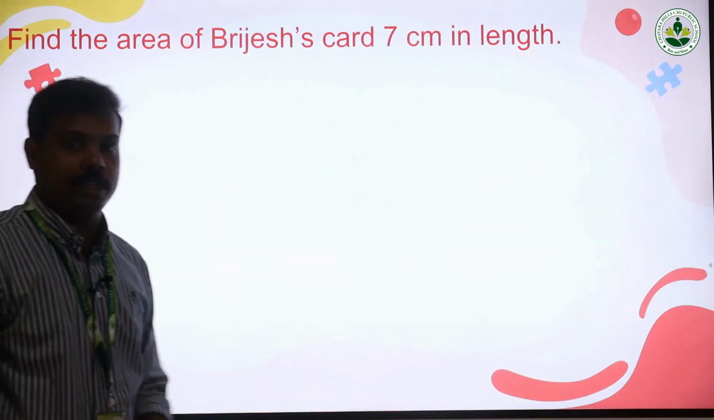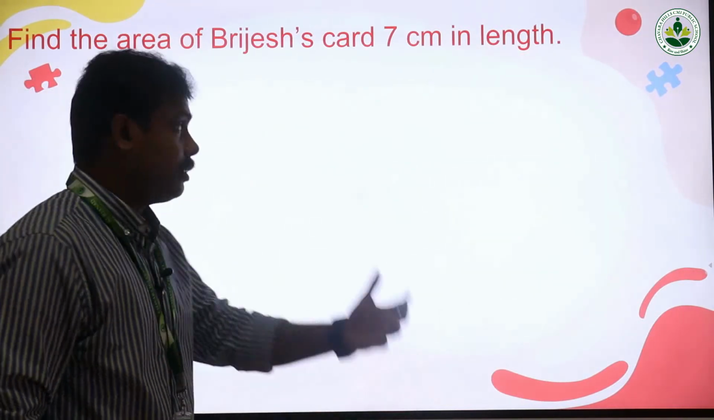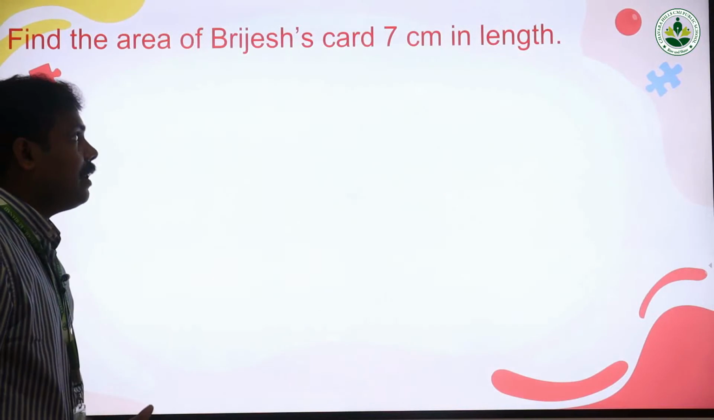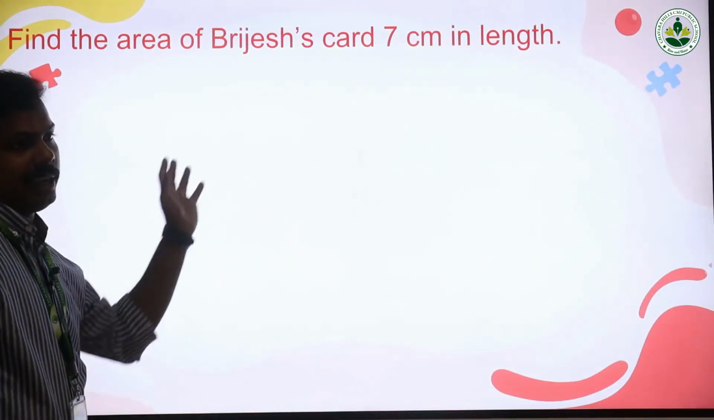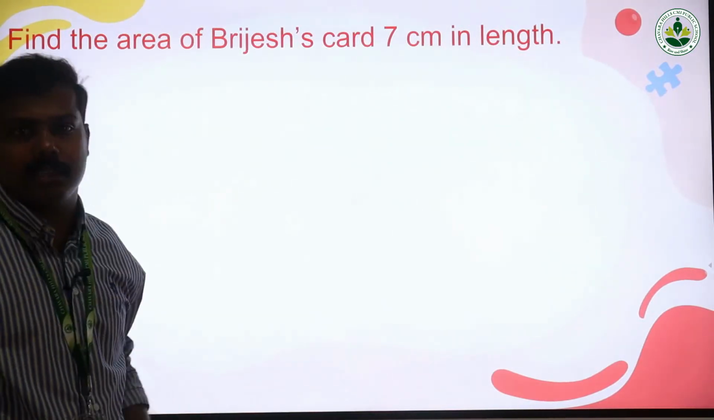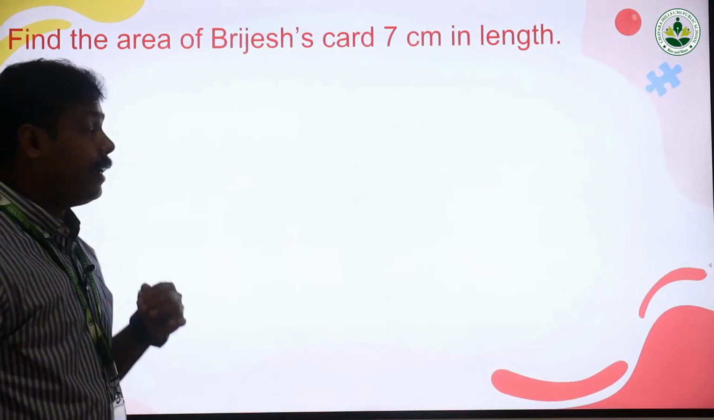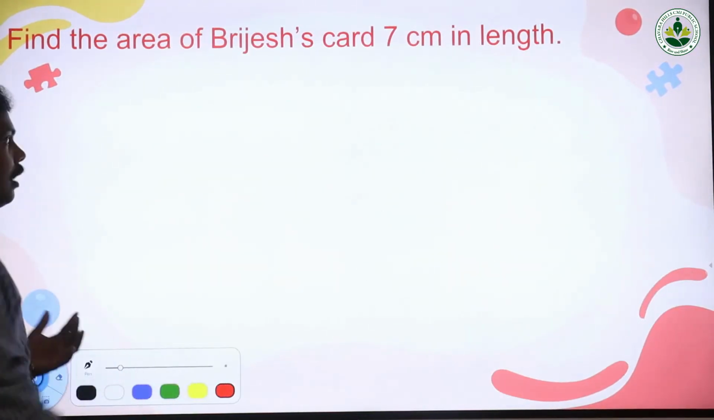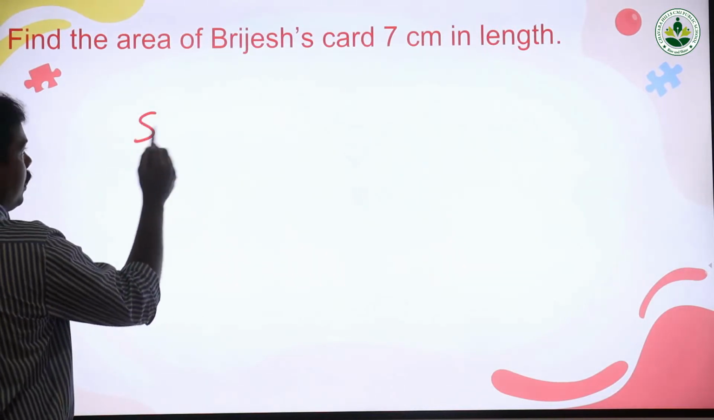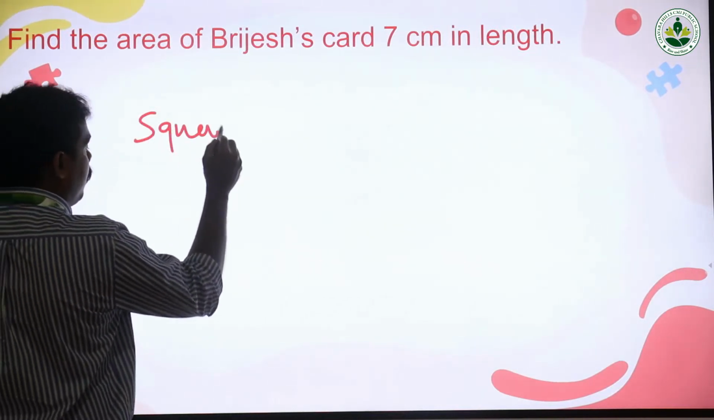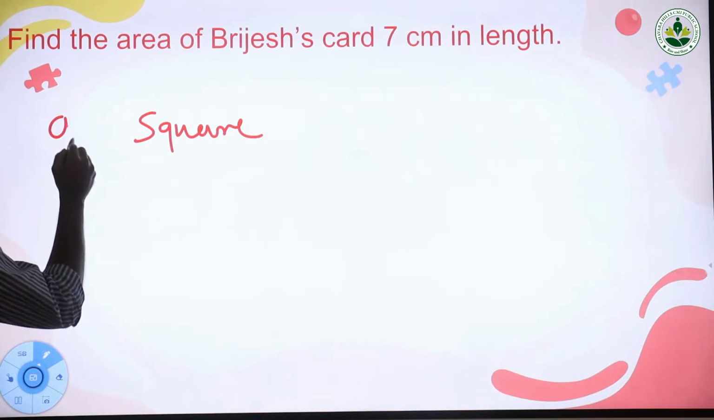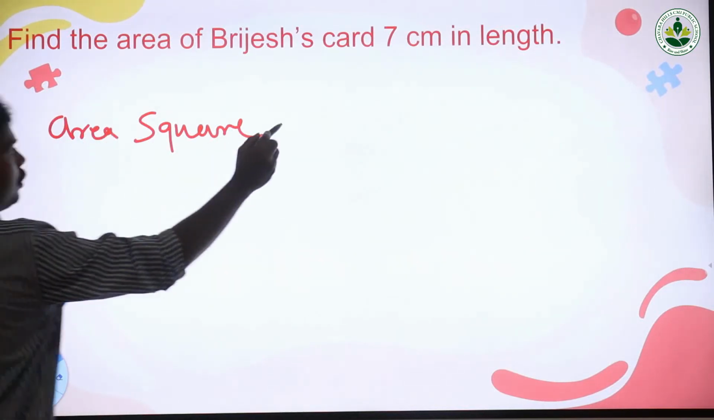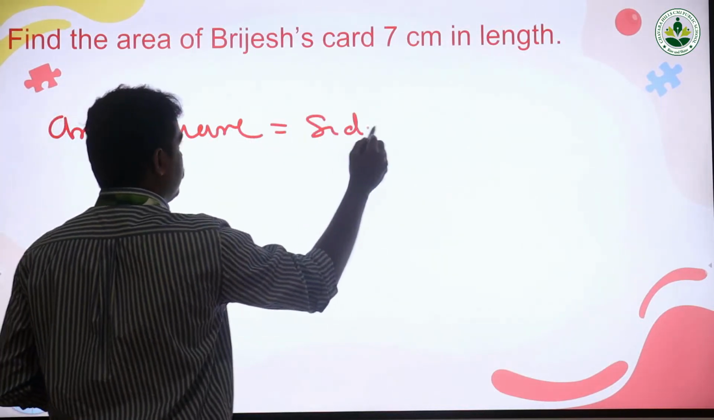Now we need to find the area of Bridget's card. The side length of Bridget's card is 7 centimeter. How will you find its area? It is a square shaped card. So the area of a square is equal to side into side.